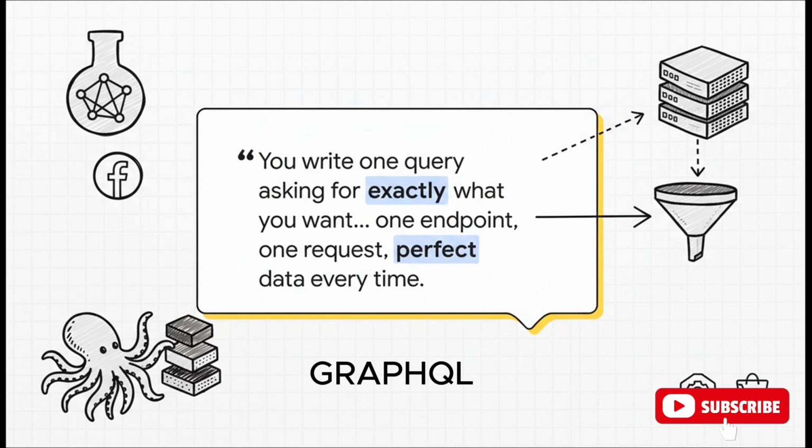It's like telling the waiter, I want the steak, but only the steak. No potatoes, no vegetables. You write one single query asking for exactly what you need, and that's all you get back. It's incredibly efficient, which is why companies like GitHub and Shopify love it for keeping their apps snappy.